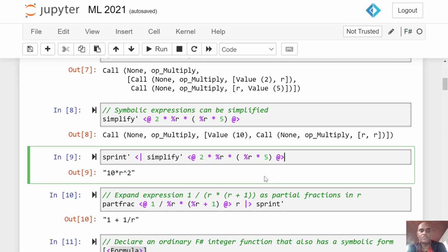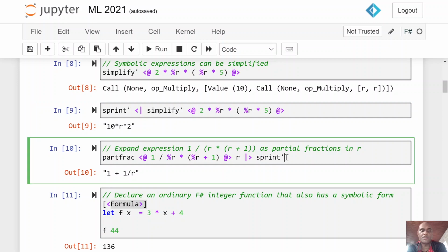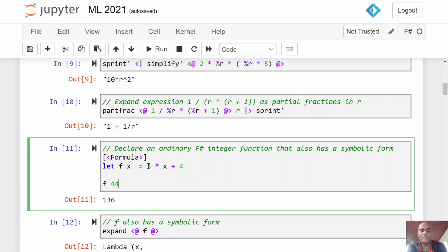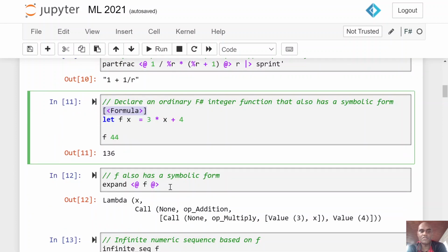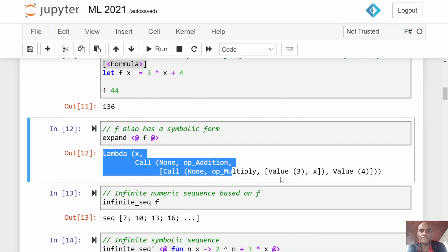We can also do things like a partial fraction expansion. Here, we're expanding this as partial fractions with regard to the variable r. Now here we have a simple integer function. This is an ordinary integer function, but by using the formula attribute, we can have access to the symbolic structure of that formula. So if we expand that function f as a quotation, we get the symbolic form of that function.